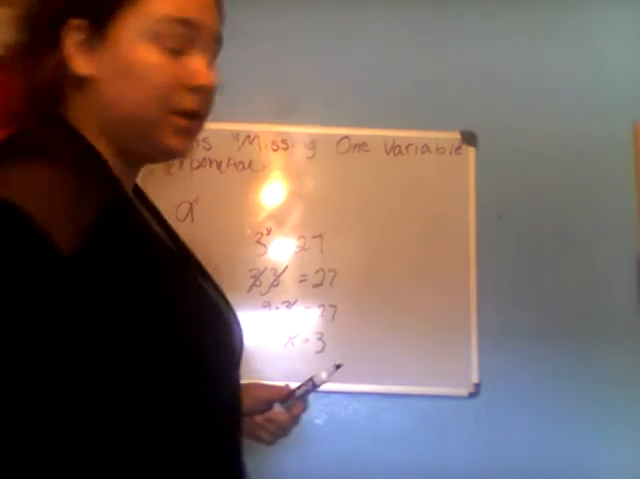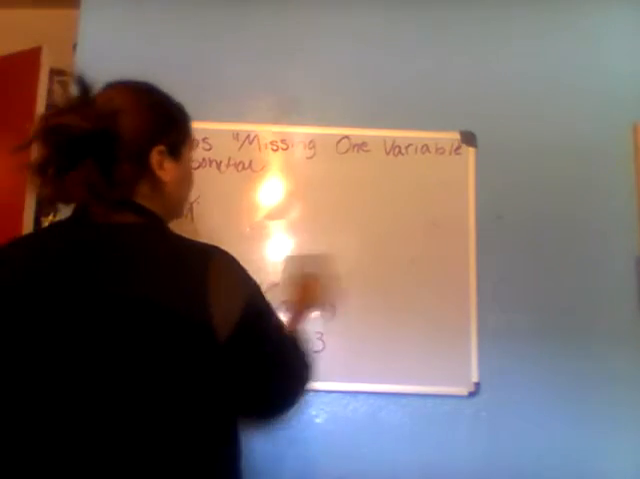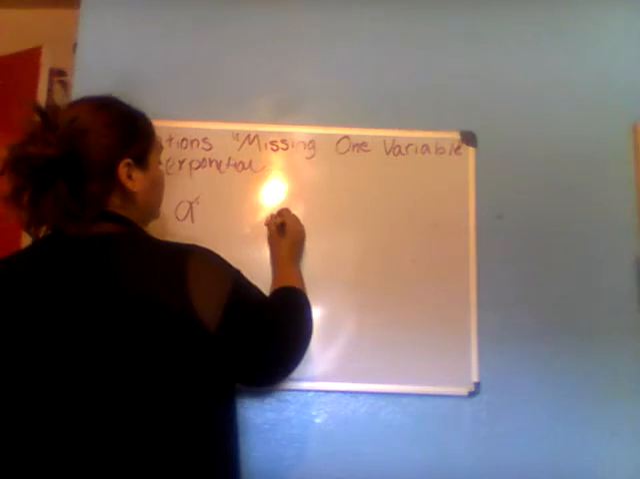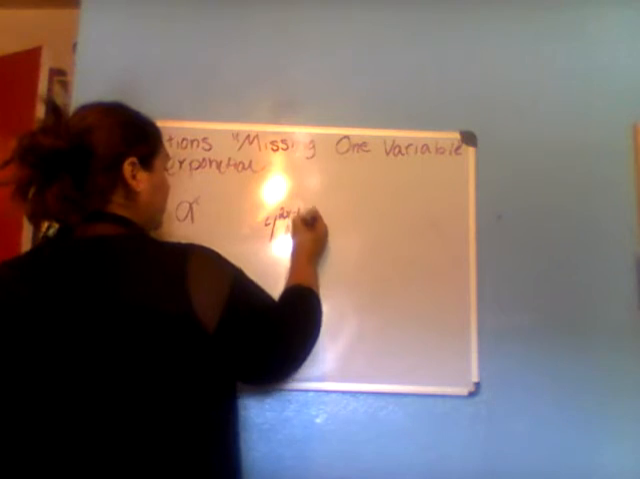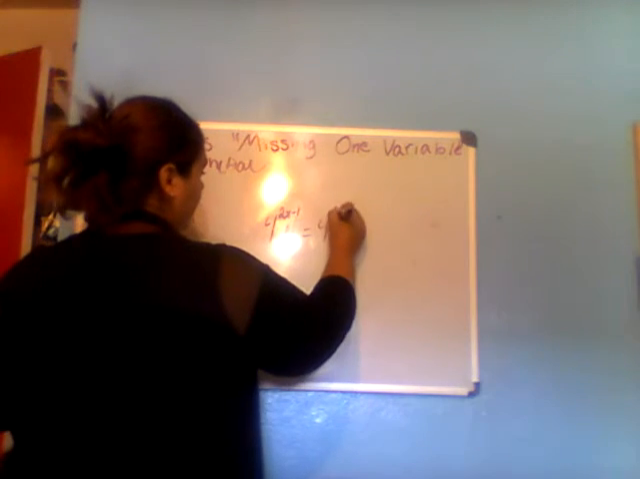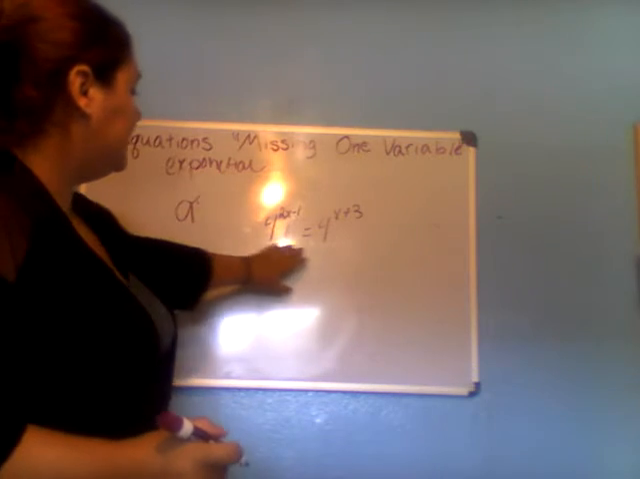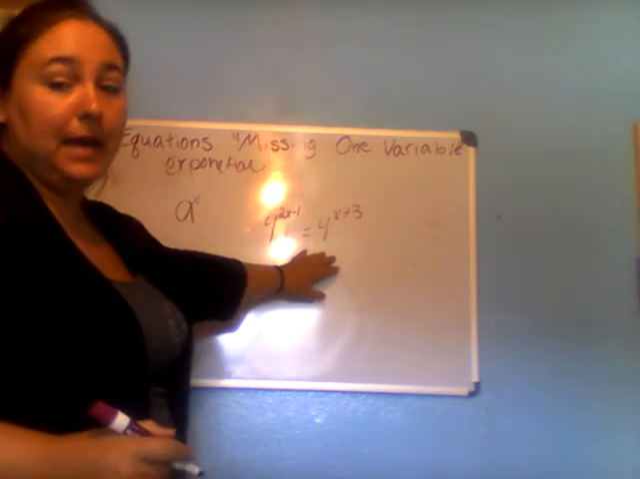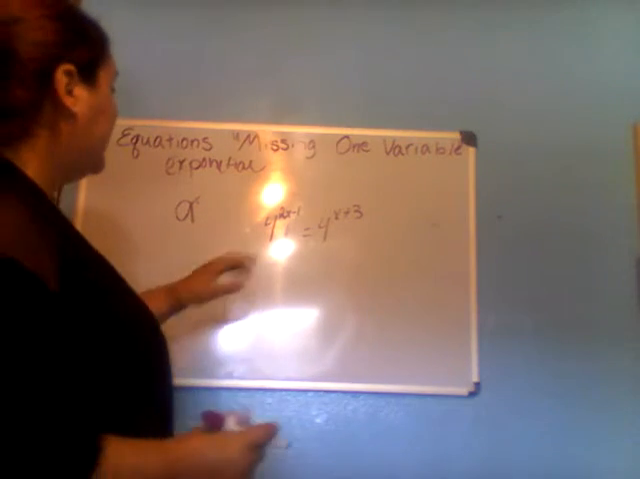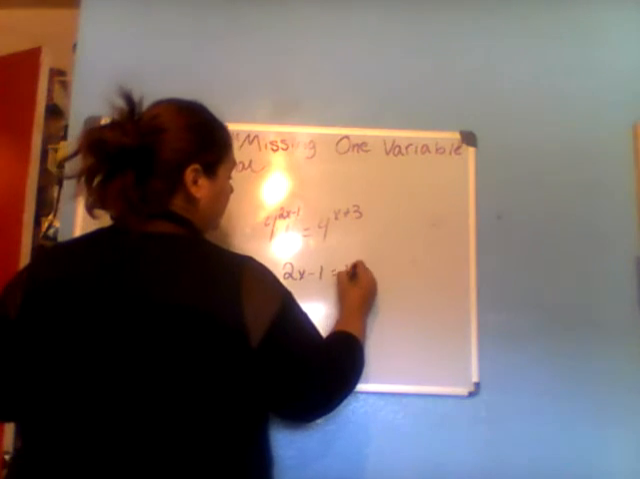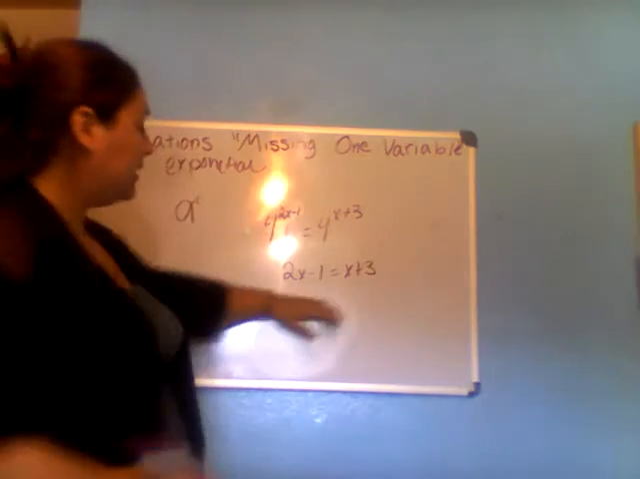Now if we look at another one that has the same bases, these are a little more fun to do. We can look at 4 to the 2x minus 1 equals 4 to the x plus 3. Because both of these have the same base, we can just ignore those and go straight to the actual equations, which, if you notice, are linear equations.